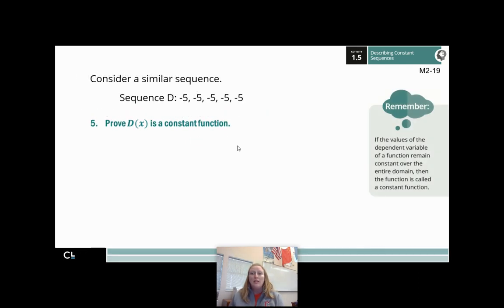Can you prove to me that it's a constant function? I may have already given it away. Go ahead and hit pause, jot down why it's a constant function, and then hit play when you're ready to check your work.